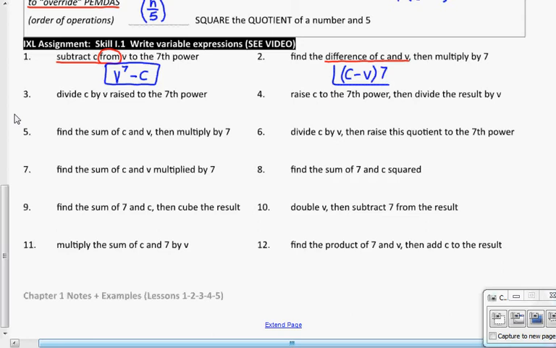Now, that's fine written that way. Probably more familiar, more likely is to write 7 and then the C minus V in parentheses. But you have to have parentheses there so that we override. Normally we would multiply before we subtract. Okay, remember the order of operations, PEMDAS. Normally we would multiply before we subtract. But if we put the subtraction within parentheses, then we know to do that first.